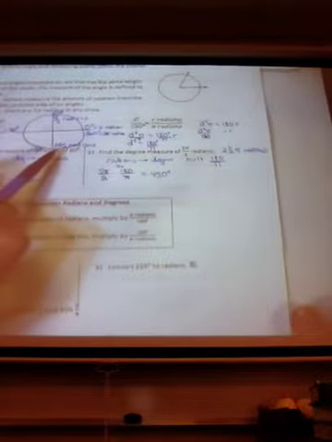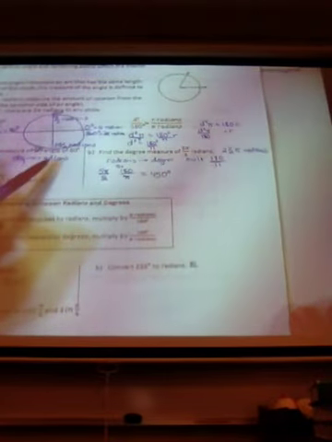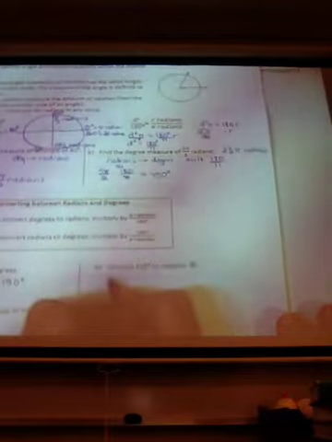Okay, let's look at this. 225 degrees. What quadrant is this in? The third. So that means when I convert to radians, it should land between 1 pi and 3/2 pi, right? Okay, let's see if it does. We take 225. I'm going to multiply by 180. Whoopsie. Pi over 180. 45 goes into this 4 times, 45 into here 5 times, and you'll get 5 pi over 4 radians.